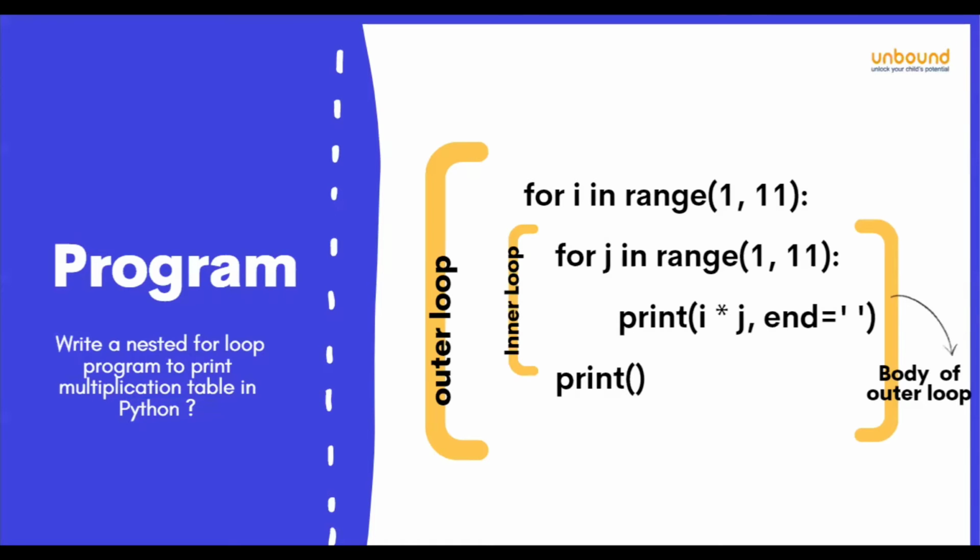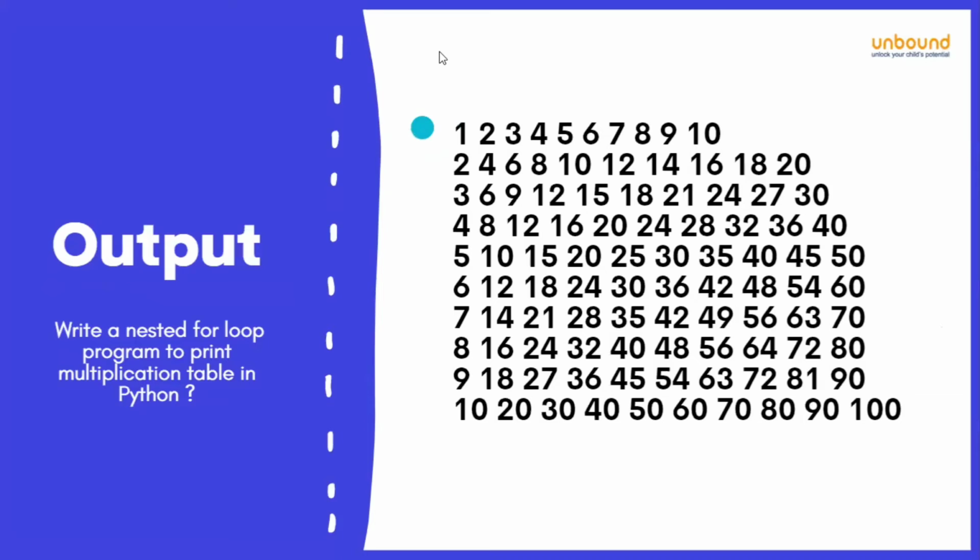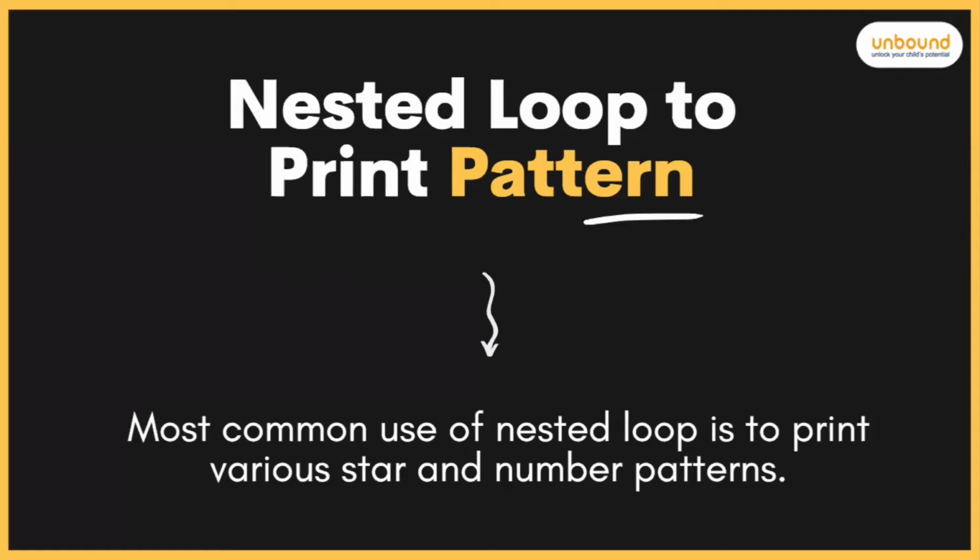Let's see the output for this. So here is the output, and you are getting the multiplication table in Python with the help of a nested for loop. Let's create various patterns with the help of nested loops.